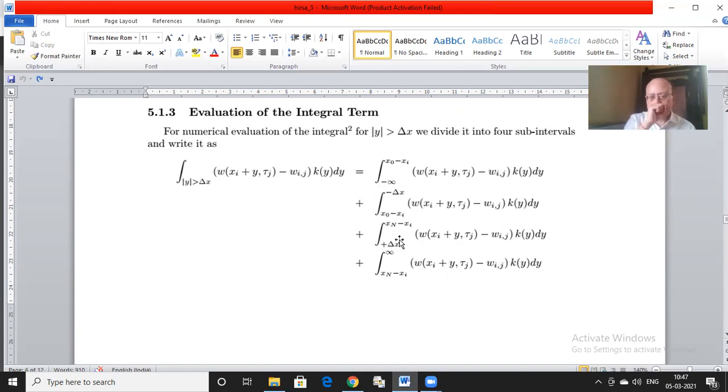Of course, I have to start and stop one point before, because I must take care of this w of x plus y function remaining inside the grid. So if y is xn minus xi, then the argument here will be exactly xn. So I have to make an adjustment here and here with xi. Okay, is that clear?